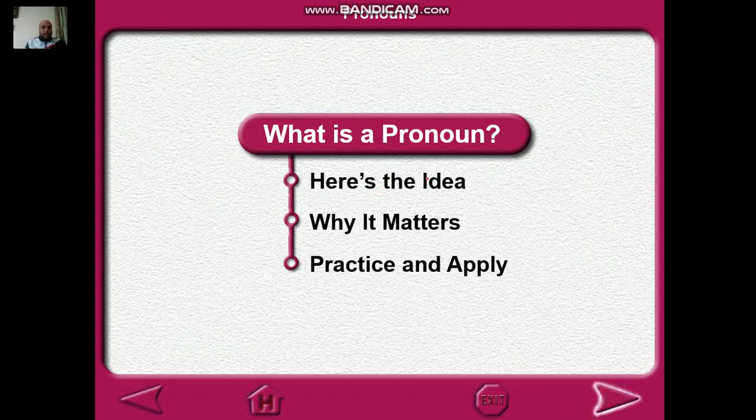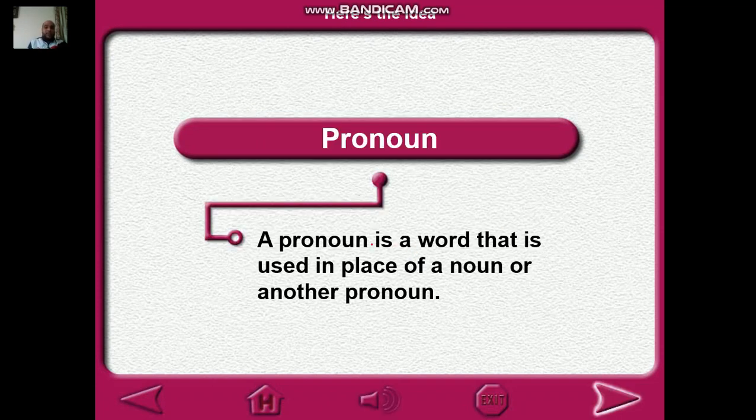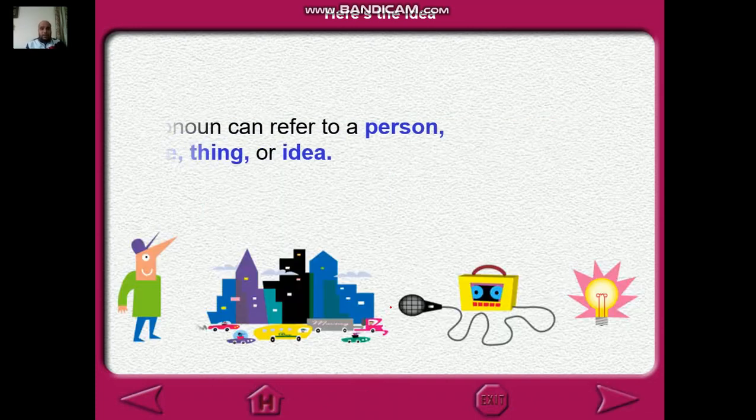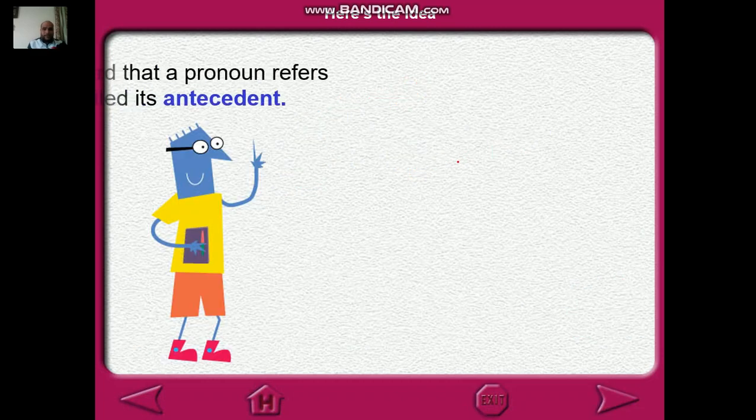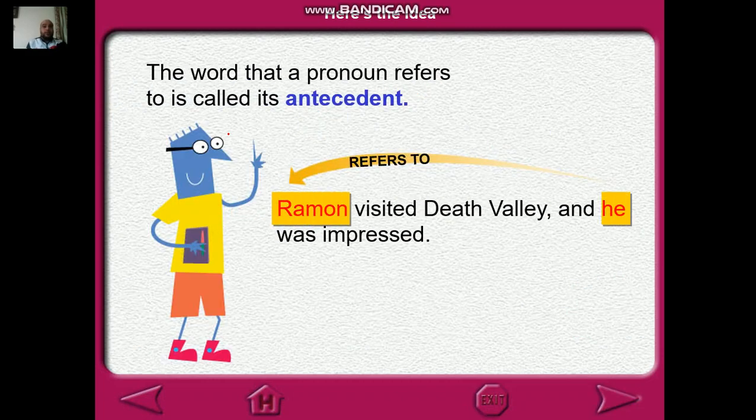So what is a pronoun? Here is the idea, why it matters, practice and apply. A pronoun is a word that is used in place of a noun. We have explained that. Or another pronoun, and we're going to explain that, of course. A pronoun can refer to a person, Ali, place, Riyadh, thing or animal, table, tiger, and it can stand even for an idea. The word that a pronoun refers to is an antecedent.